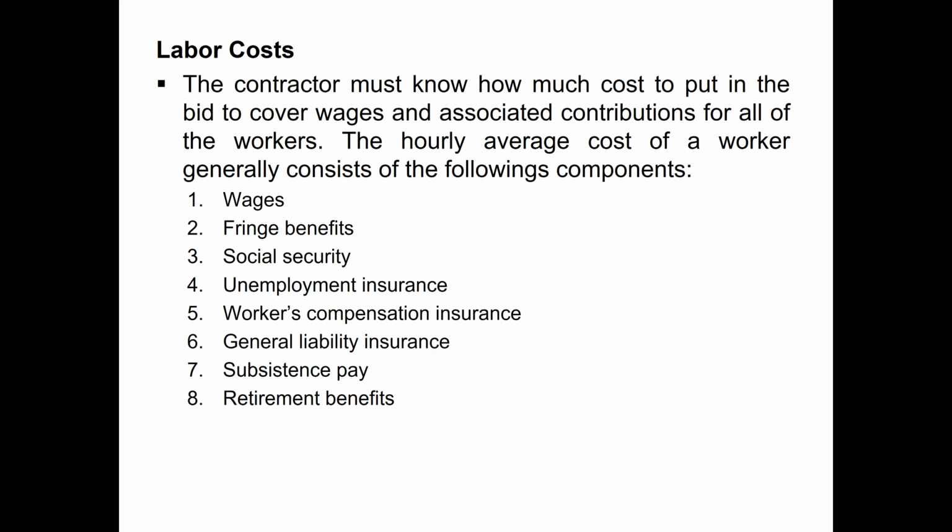The hourly average cost of a worker generally consists of the following components. So hourly cost consists of the following components: wages, that is the take-home salary they are getting, and the other benefits they are getting, like how much the company pays towards his social security, how much the company pays towards his unemployment insurance, and how much the company will pay towards workers' compensation insurance if they get some accident on site, how they should be compensated. There is also contractor's risk insurance or general liability insurance from the company side if something damages property or something happens. We will discuss all these things.